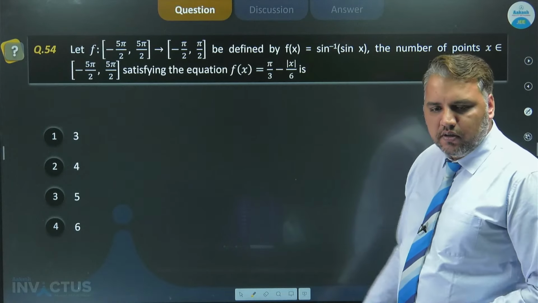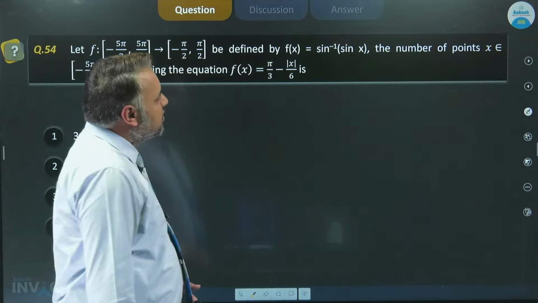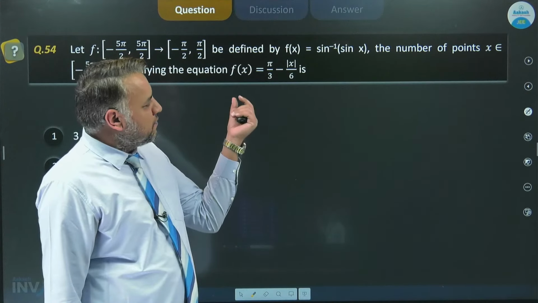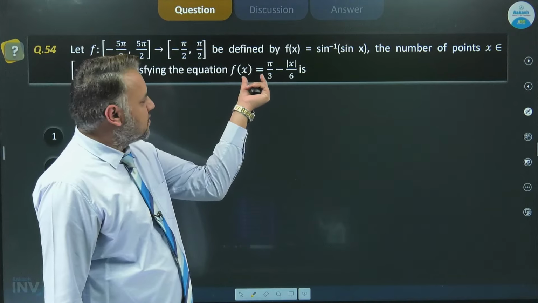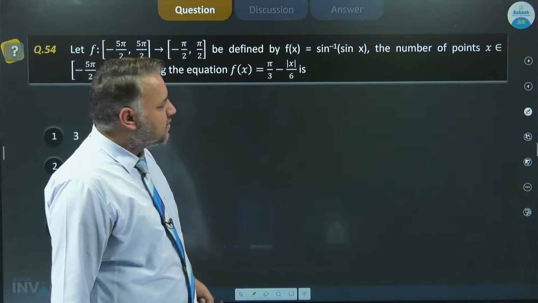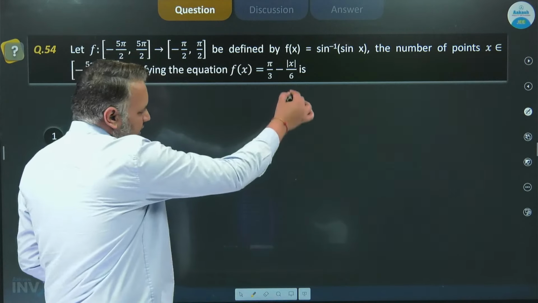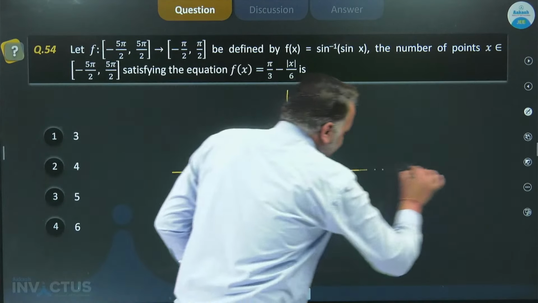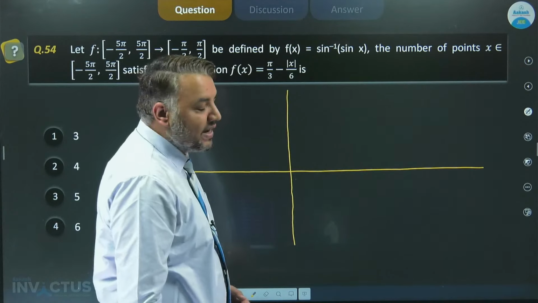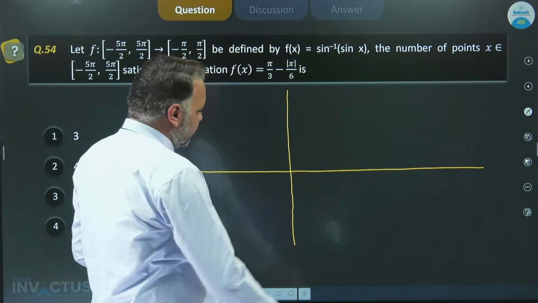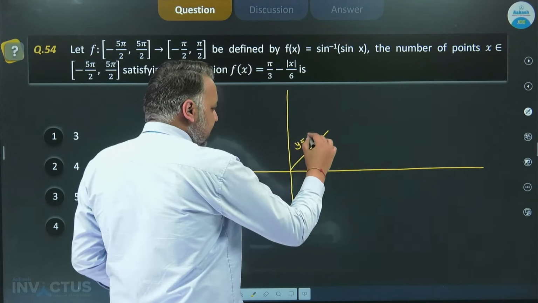Moving on to the next question. This question is based on inverse trigonometric functions. We have to plot the graph of y = sin⁻¹(sin x) and y = f(x) = π/3 − |x|/6. Then we have to look at the points of intersection. If we plot y = sin⁻¹(sin x), you already know, and we have to plot this graph between −5π/2 and 5π/2. So between 0 and π/2, this will be the y = x line.